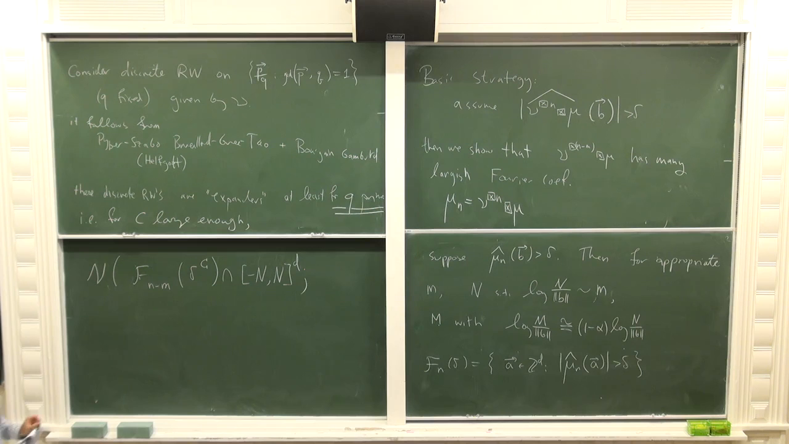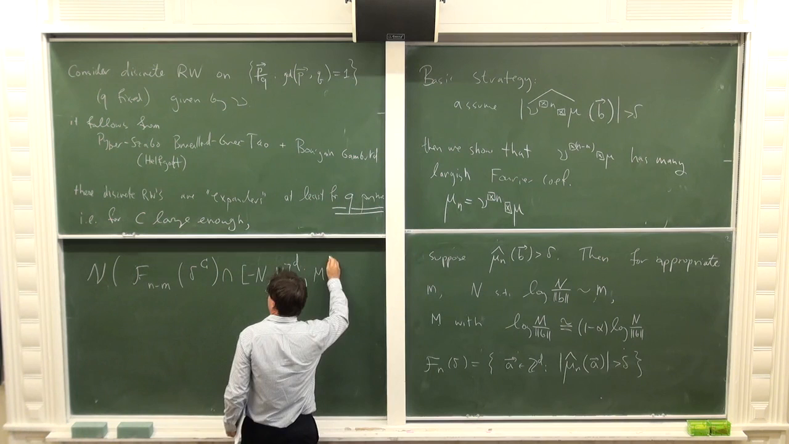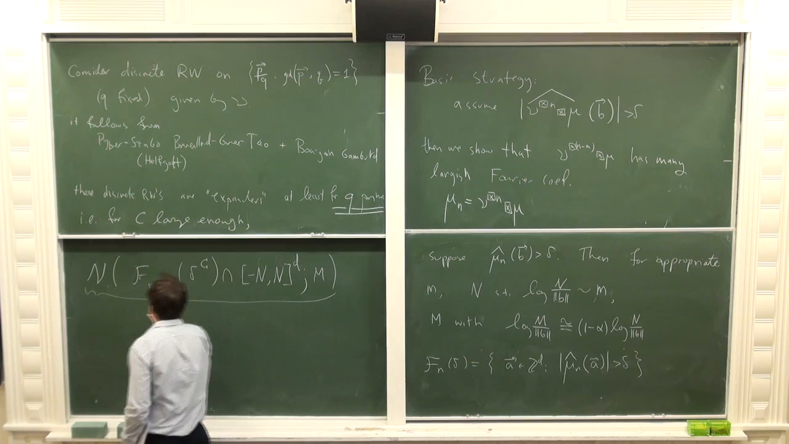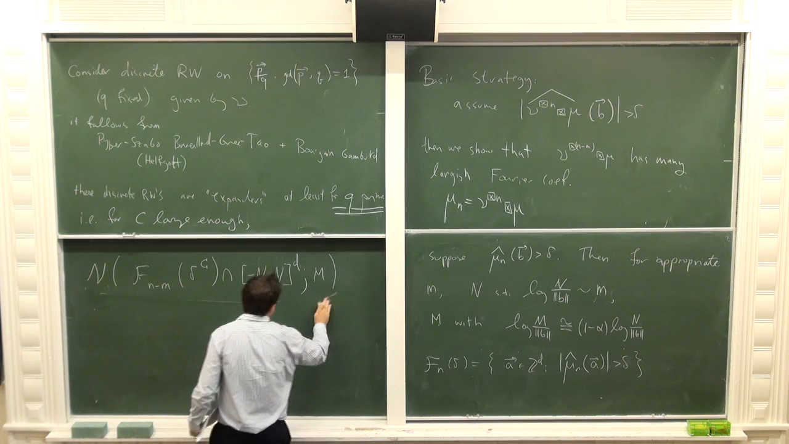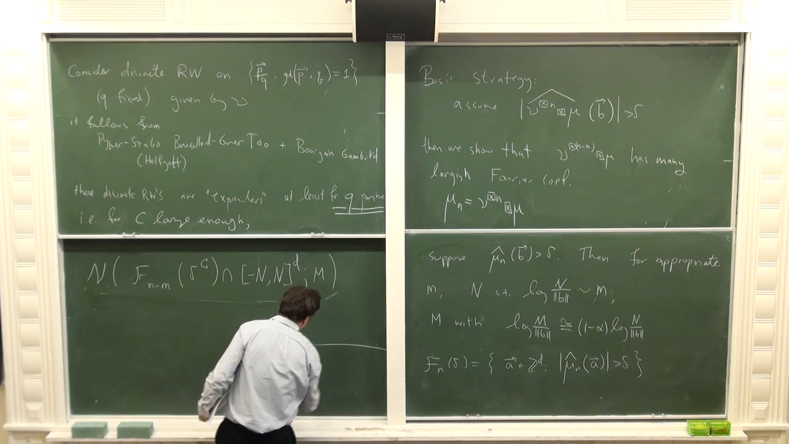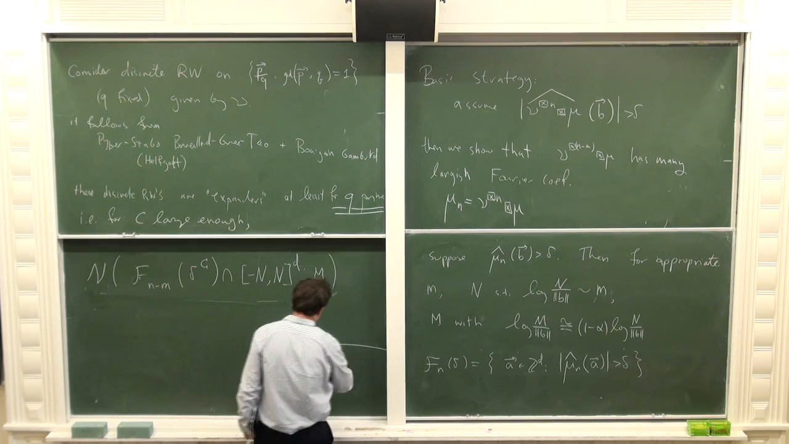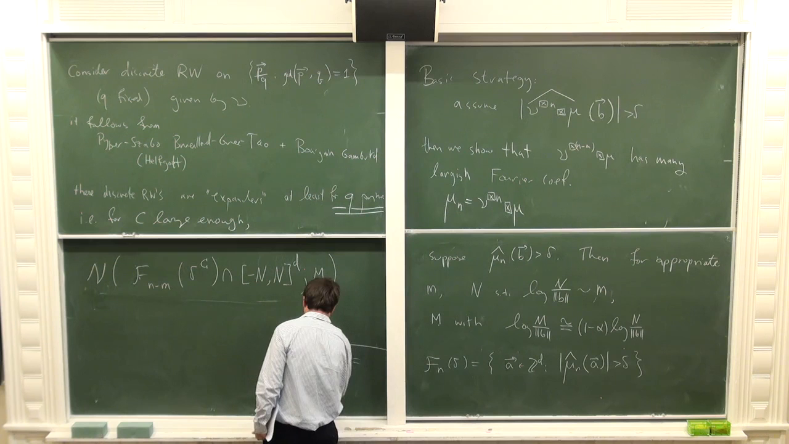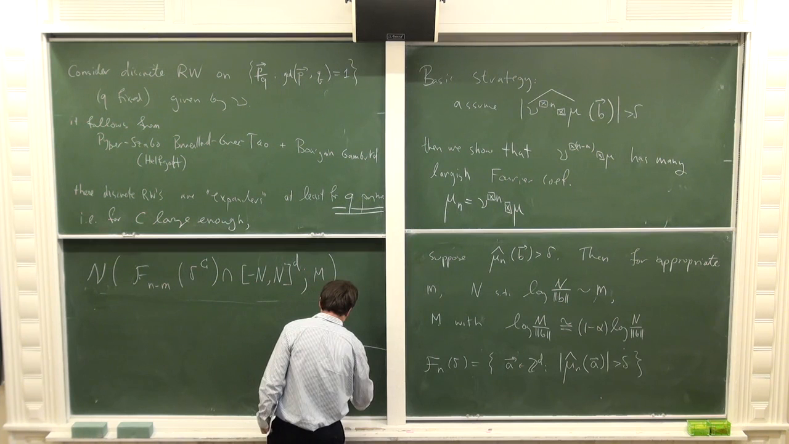Okay, so this is a covering number. Maybe I'll put this somewhere in the general notation. If I have some set A and M, this is the number of M-cubes, cubes of size M by M by M by M by M, needed to cover A.